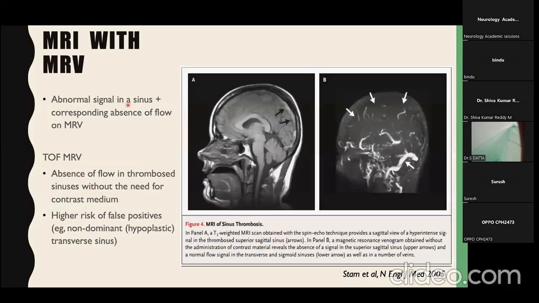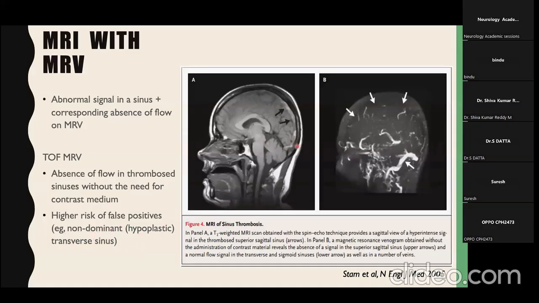In MRI with MRV, the abnormal signal in the sinus and the corresponding absence of flow on MRI establishes the diagnosis of CVT. In TOF, the absence of flow in the thrombosed sinus can be detected without the need for contrast medium, but there is a high risk of false positives due to a non-dominant hypoplastic transverse sinus.